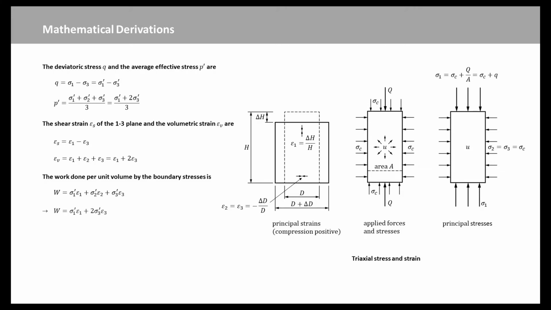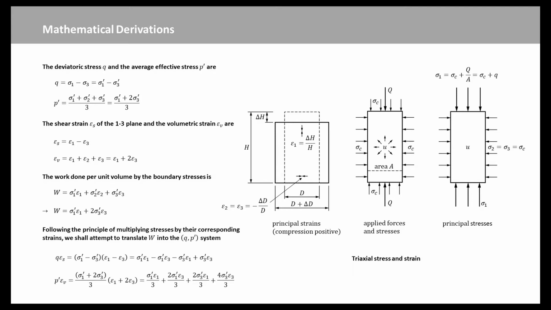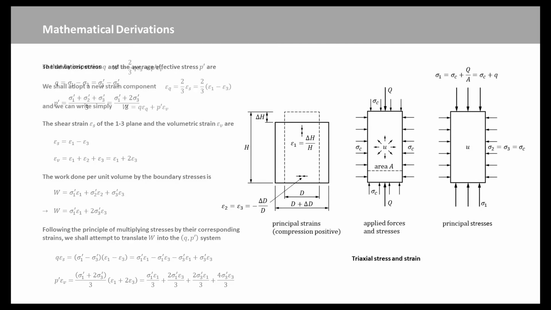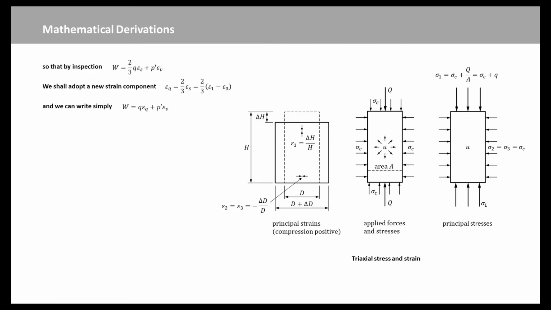We now require to translate the cubic system into our triaxial system with the 2 and 3 directions equivalent, so that we have this equation. Following the principle of multiplying stresses by their corresponding strains, we shall attempt to translate W into the q p dash system. Here, we calculate q times epsilon s and p dash times epsilon v, so that by inspection, we obtain this W equation.